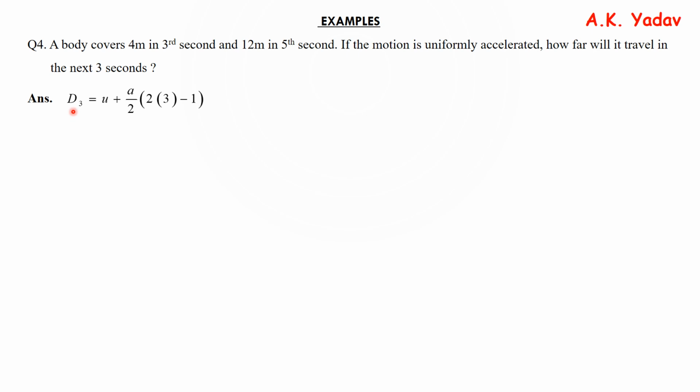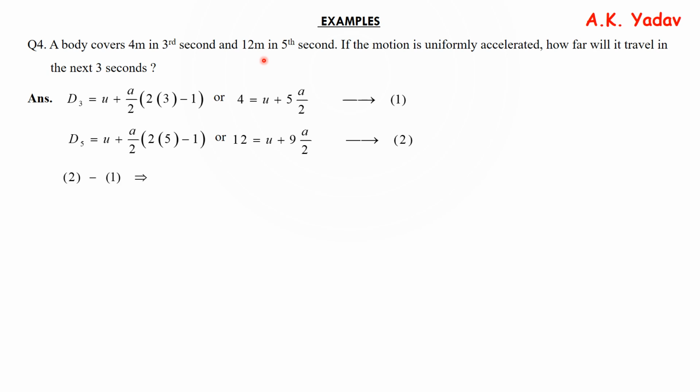So we will use d3 is equal to u, because I don't know that, plus a by 2 into (2n minus 1), where n is 3. So it can be written as 4 is equal to u plus 5a by 2. This is equation number 1. Now for the fifth second, we will again use the same concept and we get 12 is equal to u plus 9a by 2.